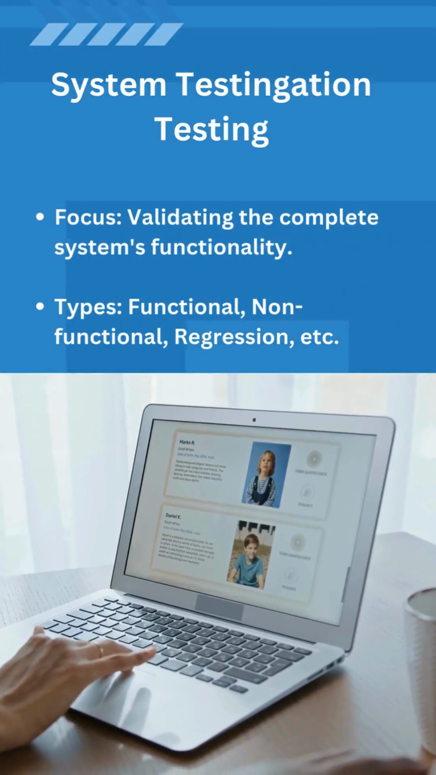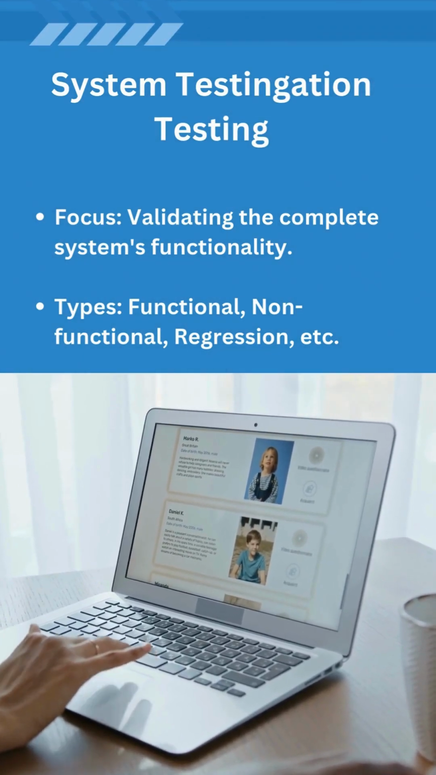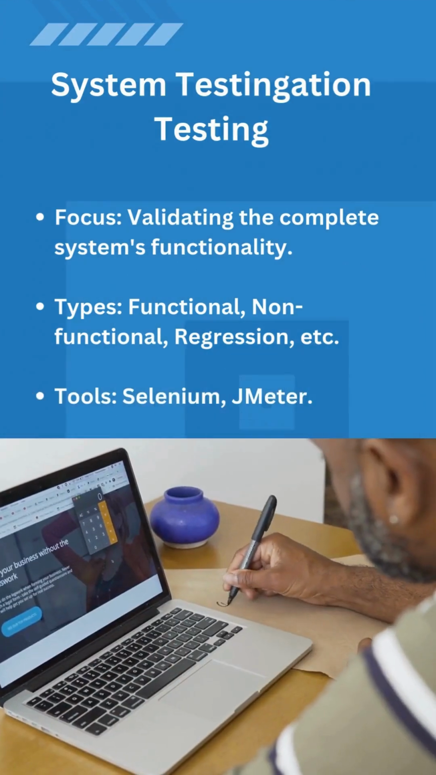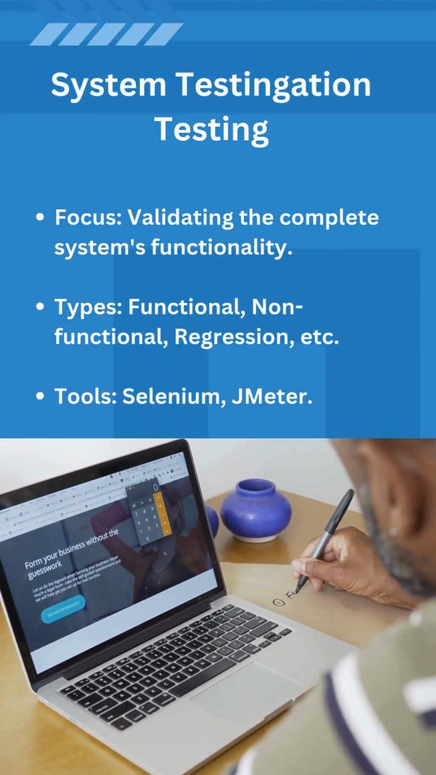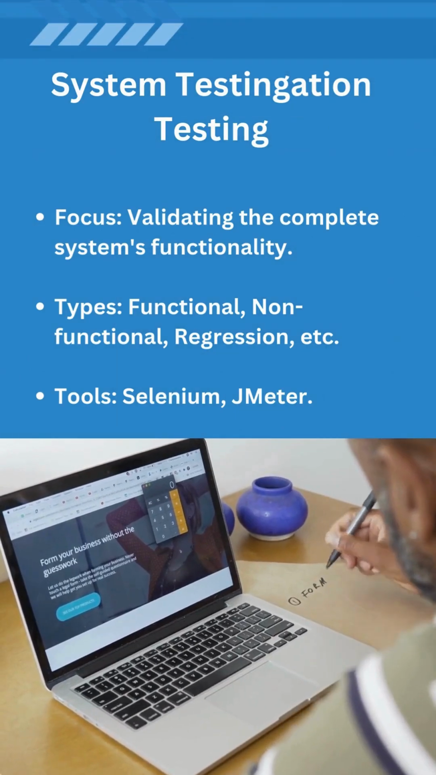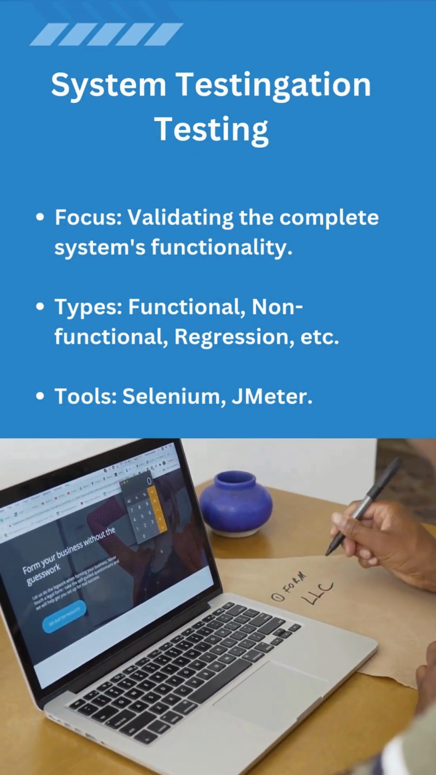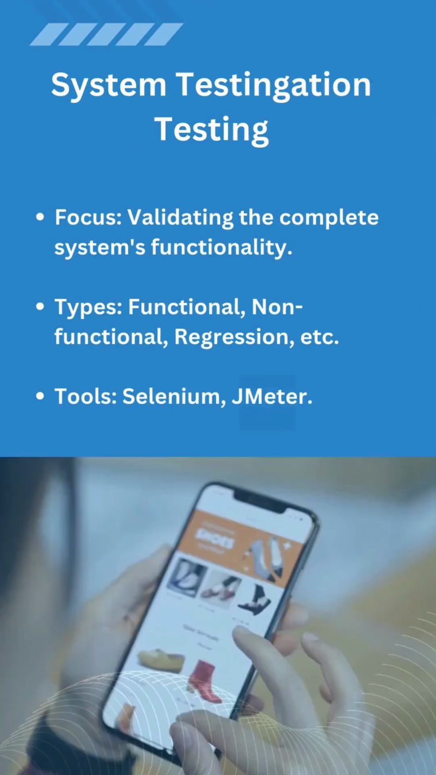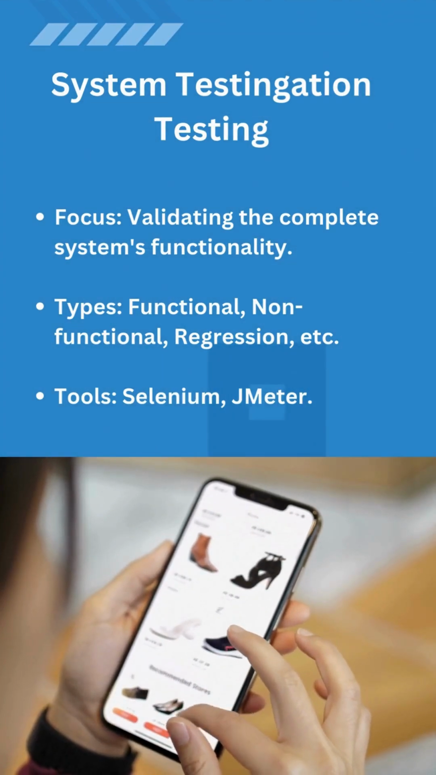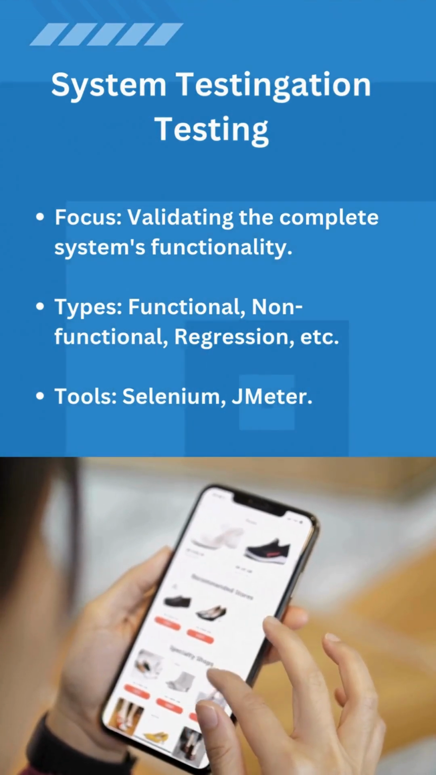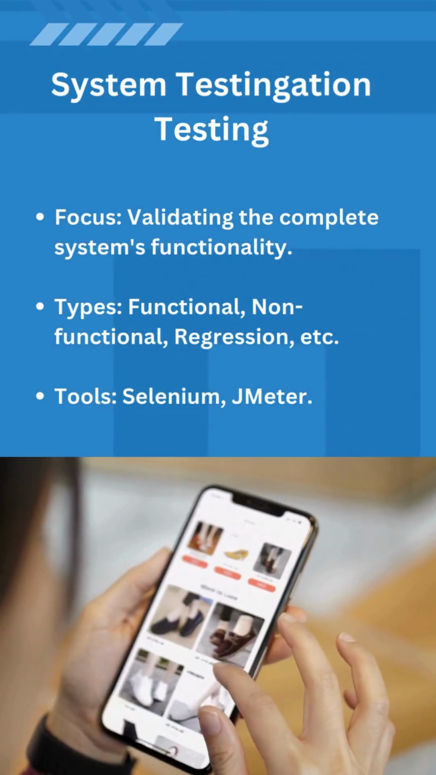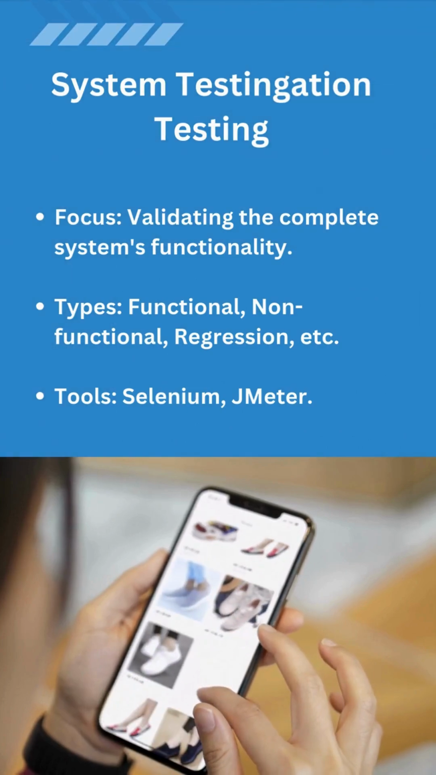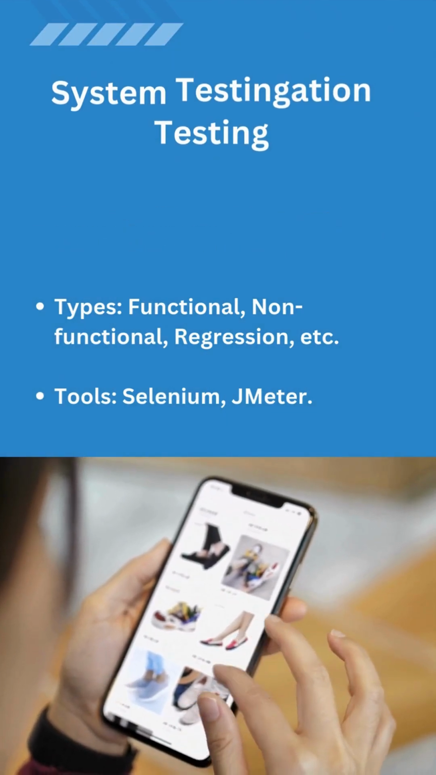There are some types of system testing. One is functional testing, where we ensure the application meets functional requirements. Non-functional testing covers performance, usability, and security testing. And in regression testing, we verify that new updates don't break existing functionalities or features. Popular tools for system testing include Selenium for automation and JMeter for performance testing. There are other tools also available, but these are the popular ones.